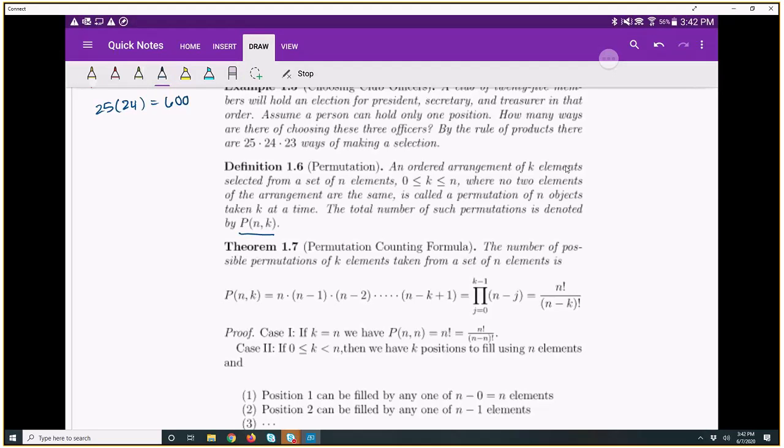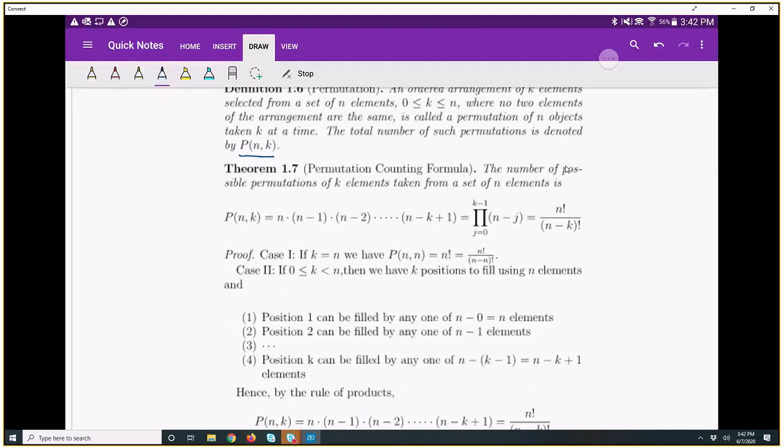And there's a counting formula for permutations. The number of possible permutations of k elements taken from a set of n elements, which again is denoted p and in parentheses n comma k, is going to be n times n minus 1 times n minus 2, all the way up to n minus (k minus 1). So this is n minus (k minus 1), and then we distributed that minus. That's why it looks like n minus k plus 1.